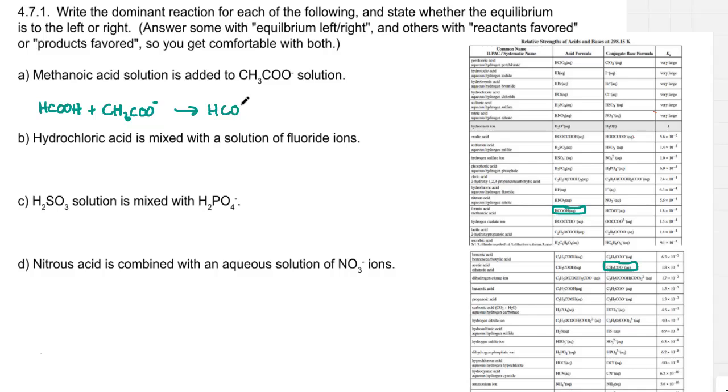And we'll lose a hydrogen here, we'll gain a hydrogen here. And we can expect to get more products than reactants when we do this.